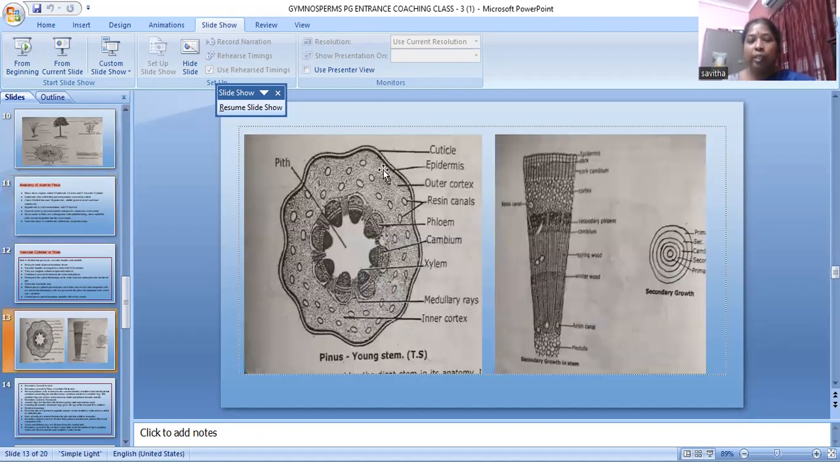So here you can see the diagram. Outermost layer is the epidermis, which is flanked by the cuticle, and next to it the sclerenchymatous hypodermis will be there. In the general cortex, you are seeing the resin canals. Many resin canals are present in the cortical region, and inside the endodermis, vascular bundles are arranged in a whorl-like fashion, which resemble the vascular bundles in the dicot plants. So this is the diagram of the TS of pinus stem.